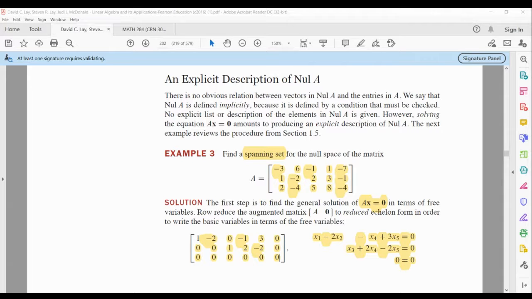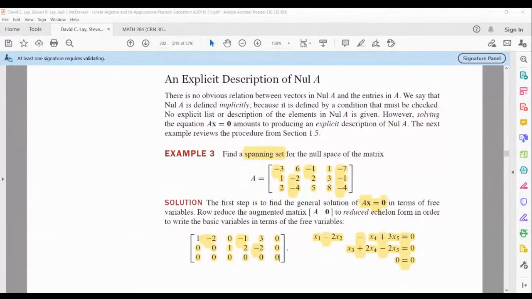vectors, well, first of all, the null space lives in what space? Would it be R3? Would it be R4? Would it be R5? Where would the null space live for this matrix A? It would be, and I appreciate all responses, it would be R5.